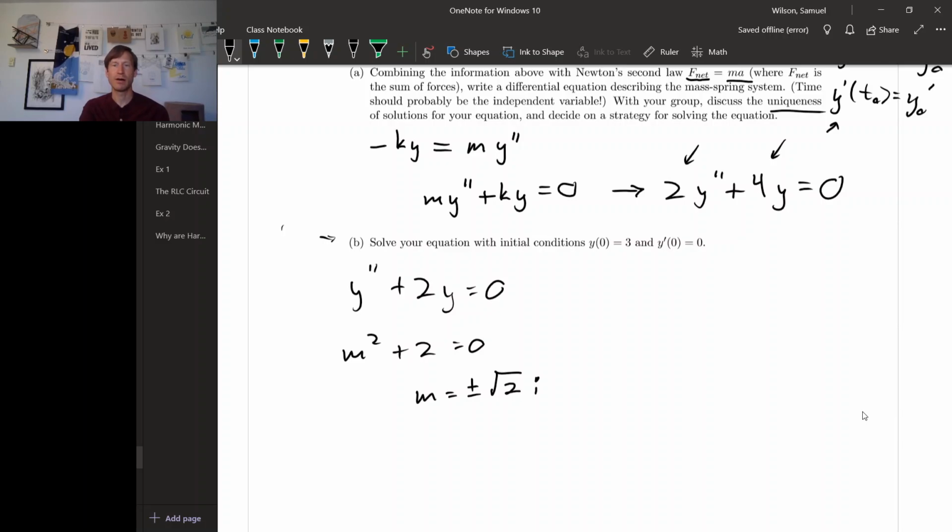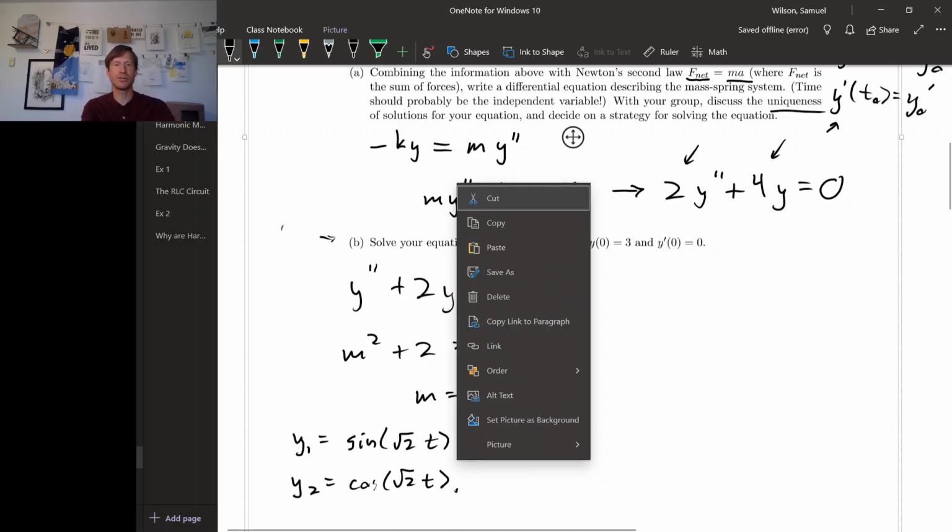And so our solutions are going to be, let's see, the first one. So the imaginary case is where you get sines and cosines. So we get sine root 2 times t. And the second solution, or the second linearly independent solution in our fundamental set, is cosine root 2 times t.